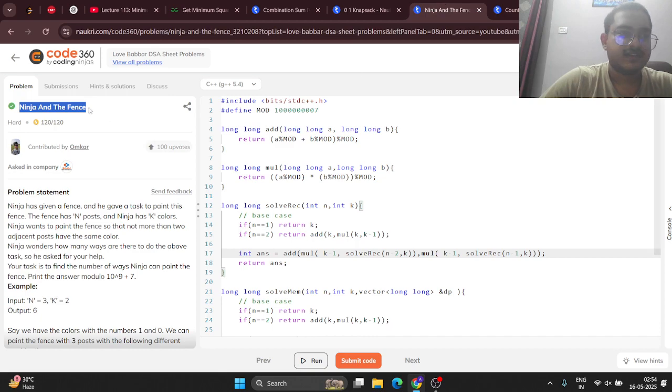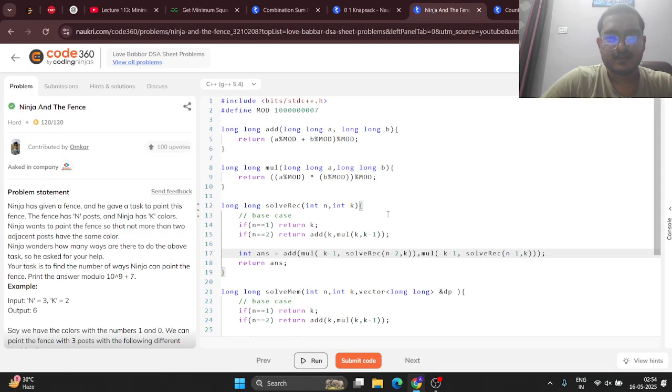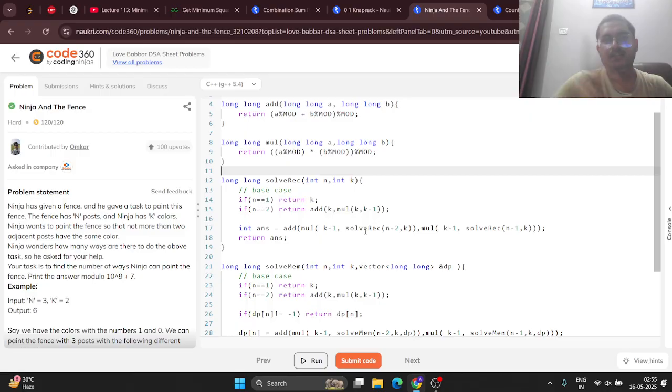Okay, the Ninja and the French. Here also, you have to think like this: if you go for, let's say, there are n fences, and here consider it like two parts. Either our last two fences have the same color, or they have different colors. If they have the same color, it will become a condition like this. If they are different colors, it will be like this.